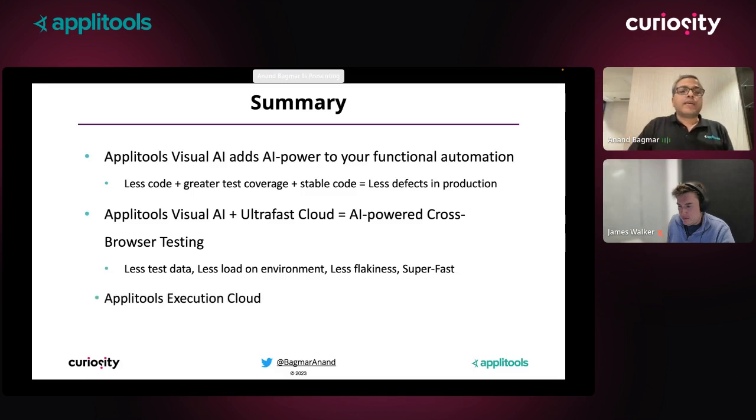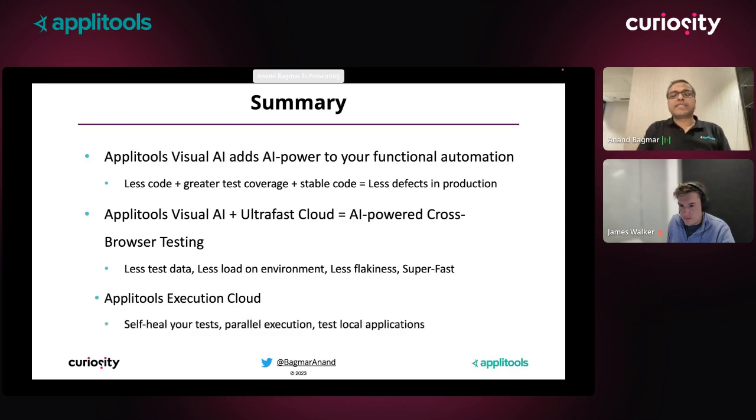Lastly, the Applitools Execution Cloud will self-heal your tests. It will run the tests in parallel. It is also going to be able to test local applications. And that becomes a huge value add in stabilizing your tests. Focus on the functionality, not on the locators. That is what your users focus on as well.